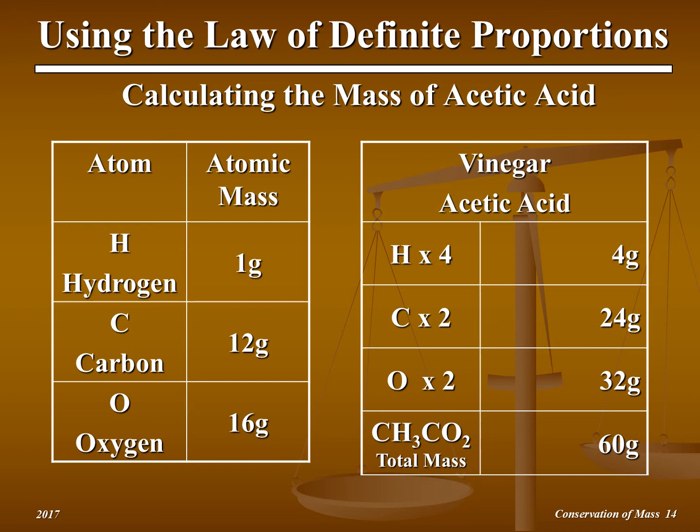The chart on the right shows the total atomic mass for a molecule of acetic acid. Each atomic mass is multiplied by the number of the atoms that make up acetic acid. In this case, there are 4 hydrogen atoms, so the mass of all the hydrogen in the molecule is 4 grams. There are 2 carbon atoms, totaling a mass of 24 grams, and 2 oxygen atoms for a total of 32 grams. Adding all the masses together gives a total mass of 60 grams for the acetic acid molecule.